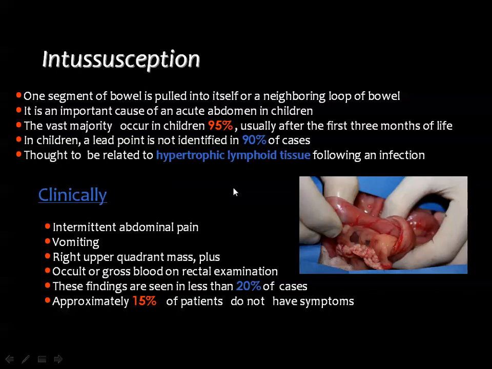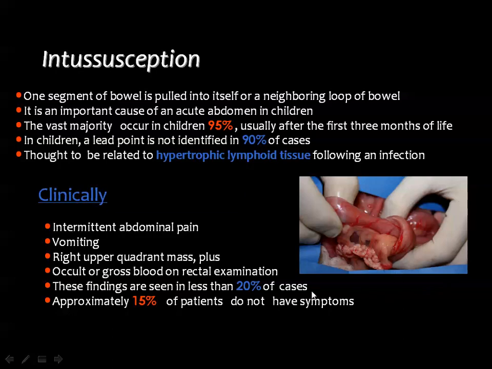In adults, the causes are usually secondary to tumor masses, but in children, it is assumed to be hypertrophic lymphoid tissue secondary to infection. The majority occurs in children, and about 95% after the first 3 months of life. And the lead point of intussusception cannot be identified in many situations because of the absence of a demonstrable underlying cause.